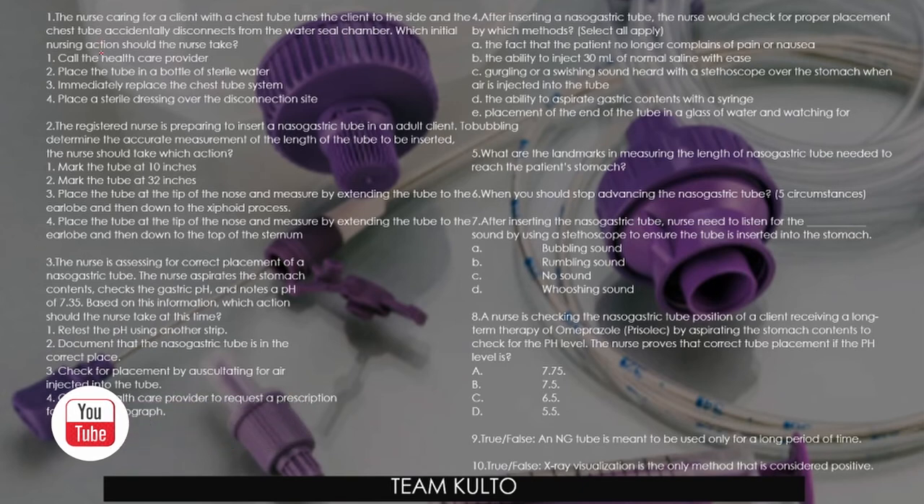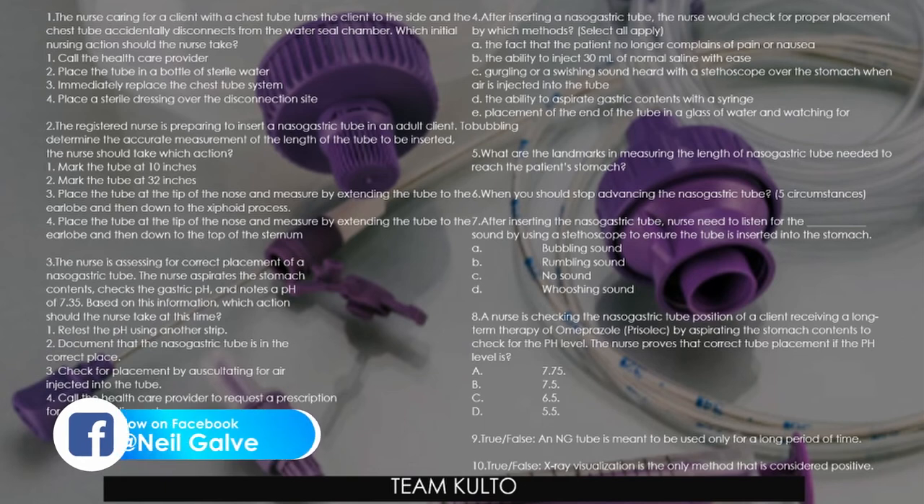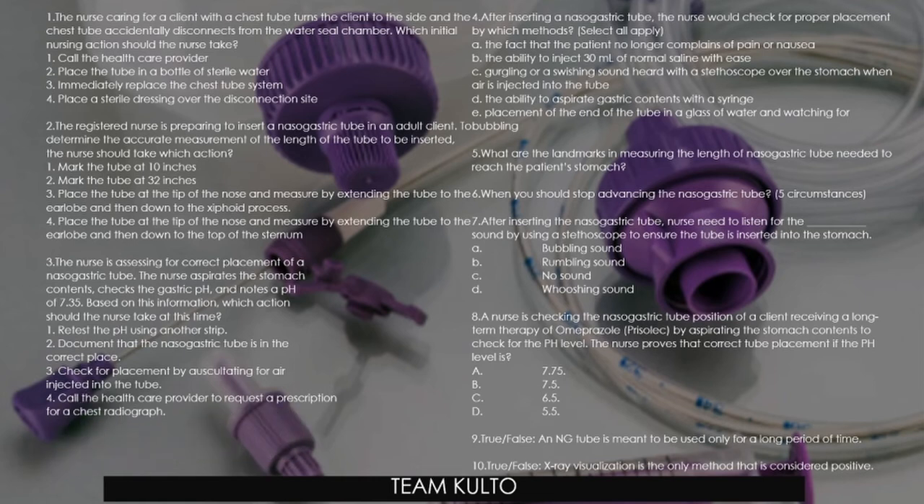Let's read question number one. The nurse is caring for a client with a chest tube, turns the client to the side, and the chest tube accidentally disconnects from the water seal chamber. Which initial nursing action should the nurse take? Number one, call the healthcare provider. Two, place the tube in a bottle of sterile water. Three, immediately replace the chest tube system. Four, place a sterile dressing over the disconnection site.